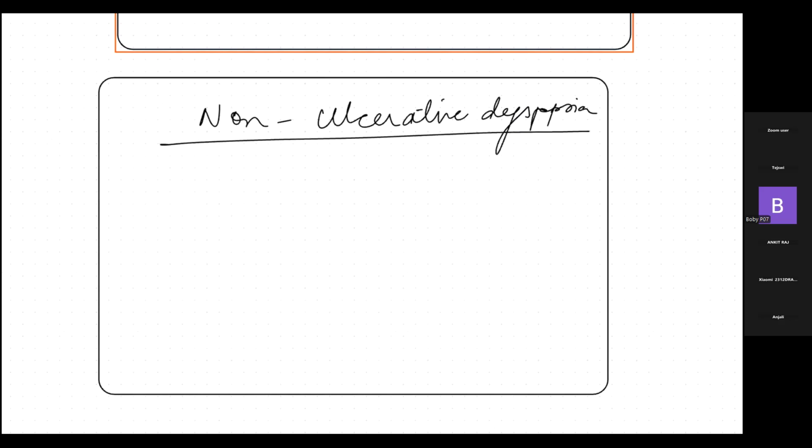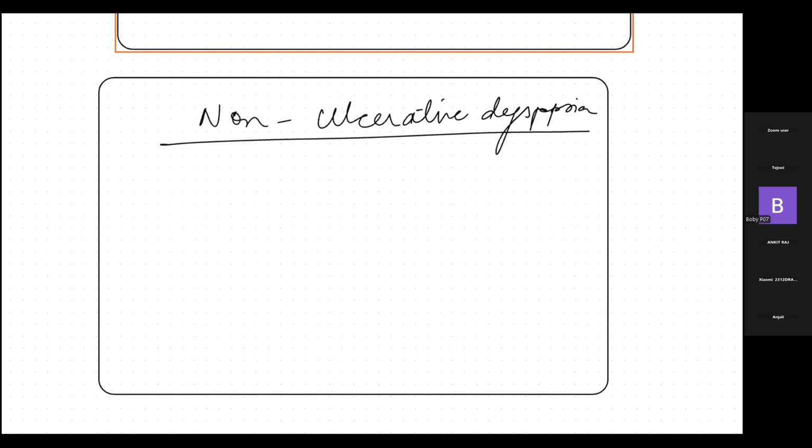So now let's move on to non-ulcerative dyspepsia. We knew very well when we started what dyspepsia is: bad digestion is dyspepsia. Then what is ulcerative dyspepsia? When an ulcer will be there. Now the term itself is telling you there won't be any ulcer. So what does that mean? Here there won't be any structural involvement. It is a functional effect. So without any ulcer or structural disease, it is non-ulcerative dyspepsia.